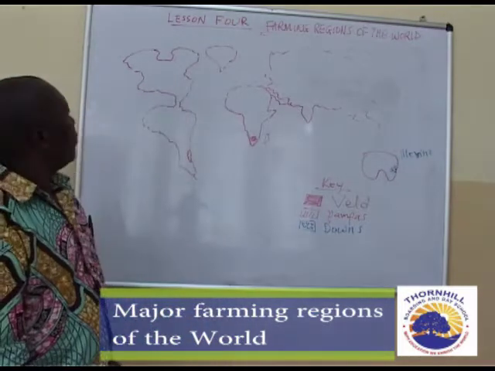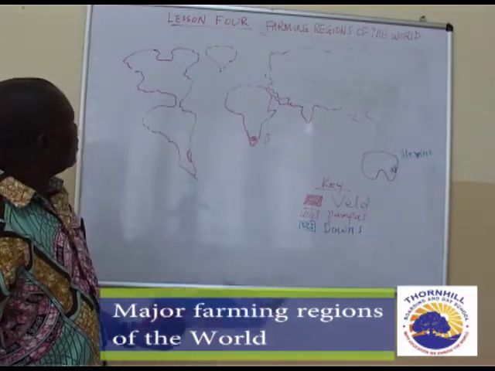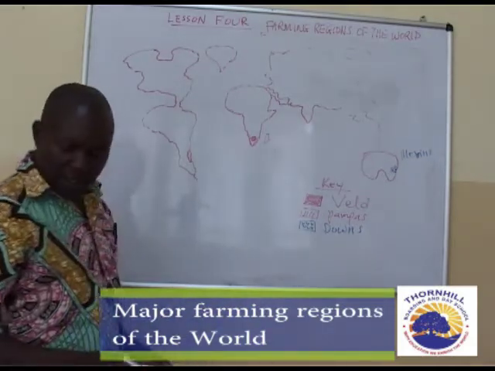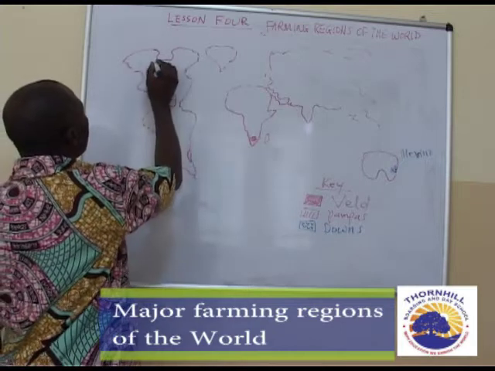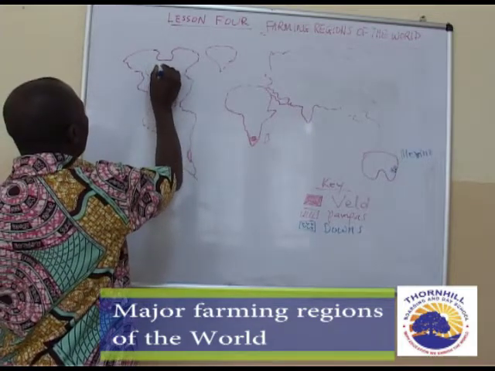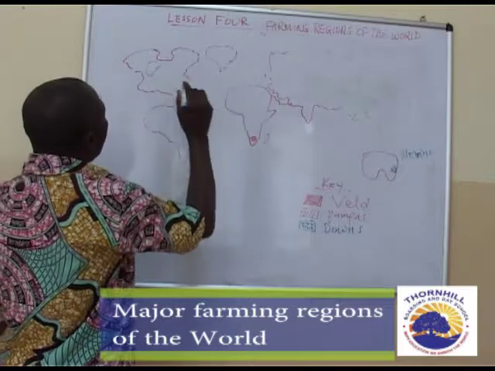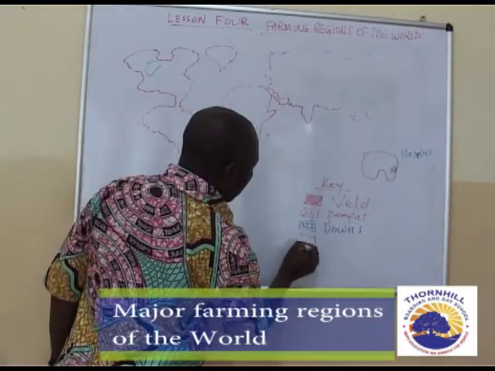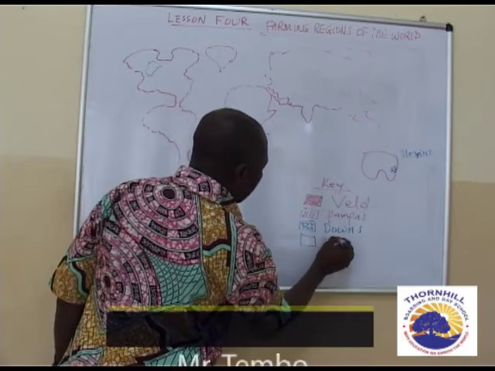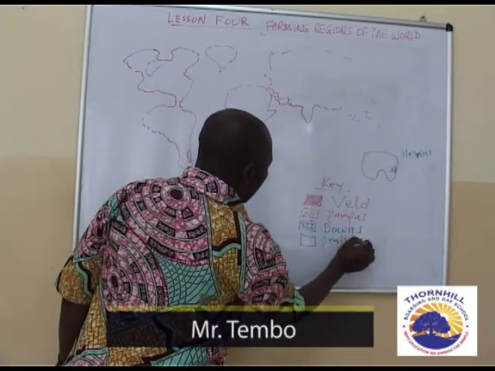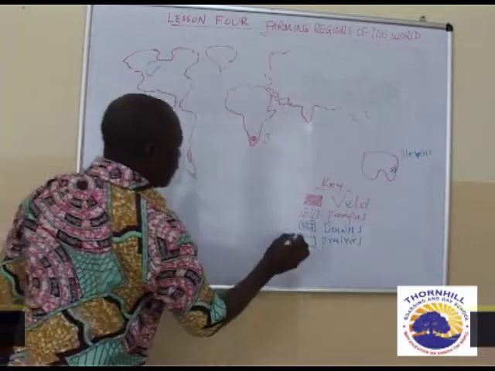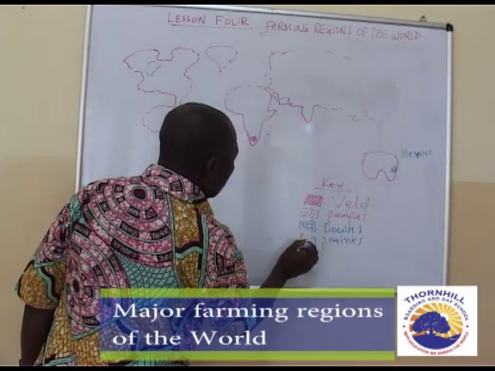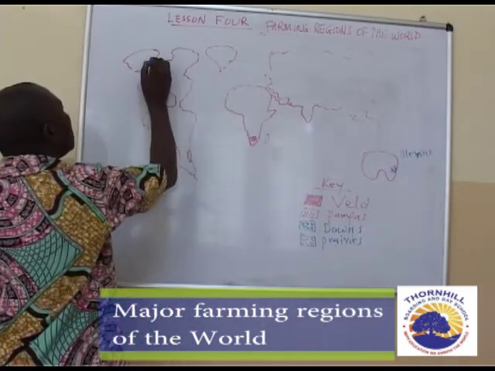The fourth grassland we are going to look at is what we call the prairies. The prairies are found in Canada as well as in the USA. That is the prairies. I'll put a dotted thing there to show this grassland.